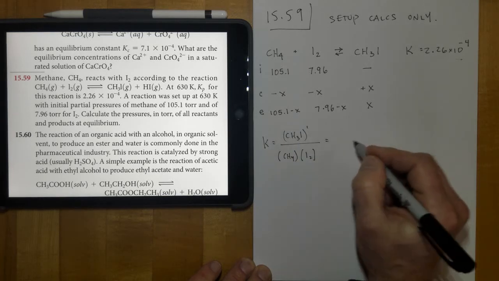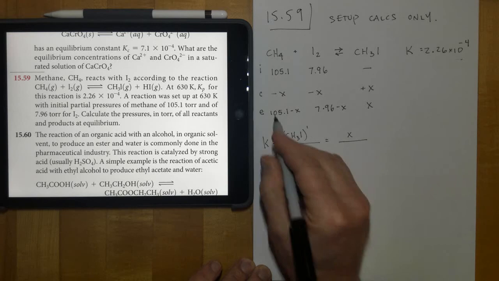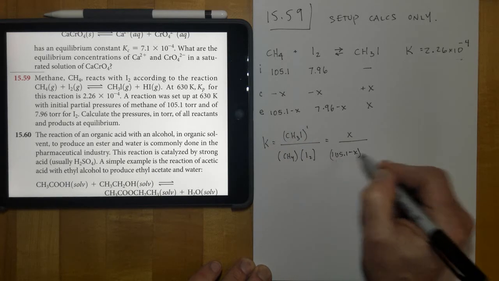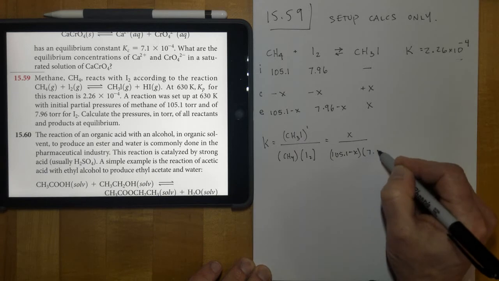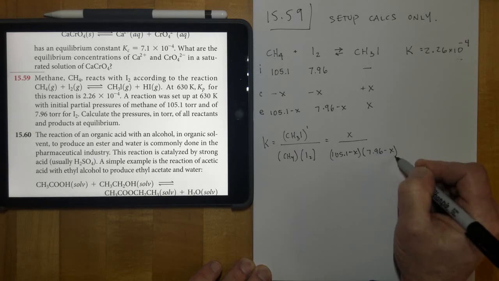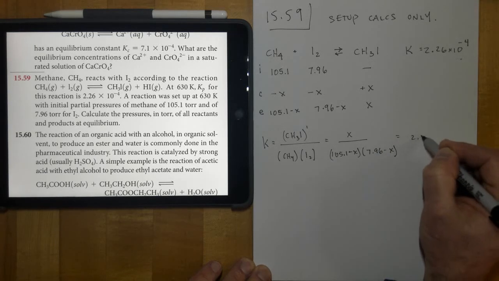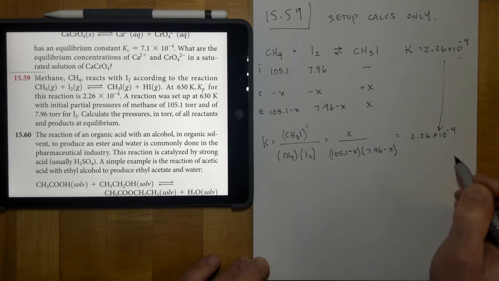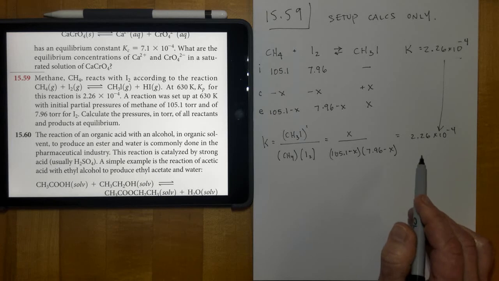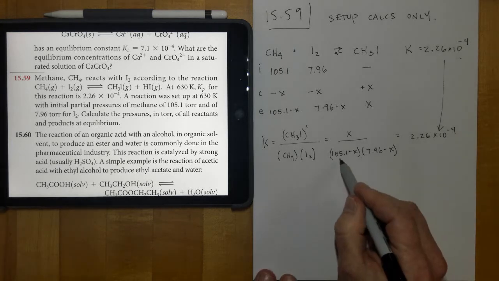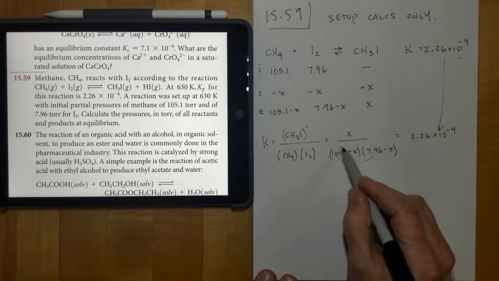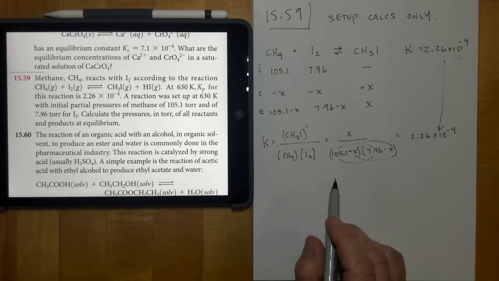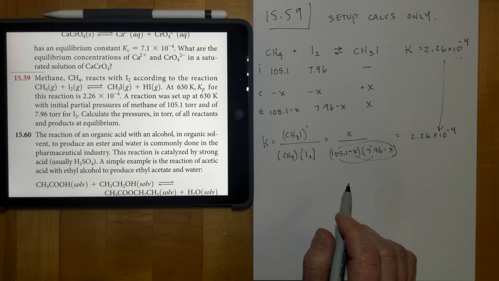So on the top, we'd have X, and on the bottom, we'd have 105.1 minus X, and we'd have 7.96 minus X, and this would be equal to 2.26 times 10 to the negative fourth, which is our K value right here. Now we have some FOILing to do, because we have to do first times the outers times the inners and then times the lasts as well, and get all of those values put together.